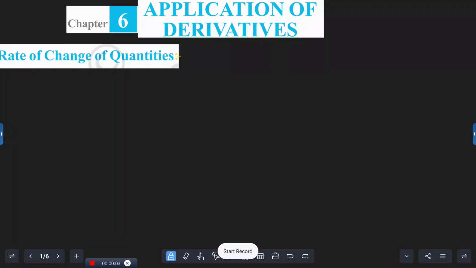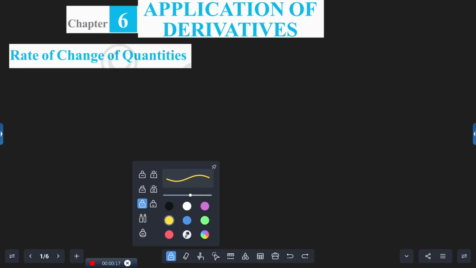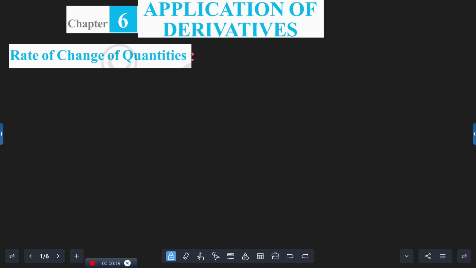Children, listen. Today we are going to start chapter number 6, application of derivatives. In that, the main topic is rate of change of quantities. What is that? Generally, rate of change of quantities means some variable is going to change with respect to another variable.